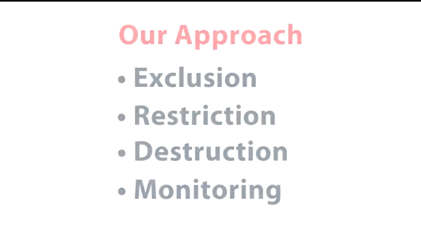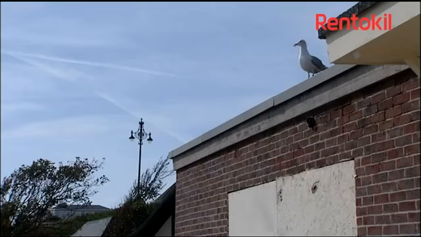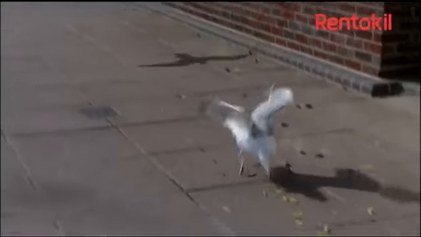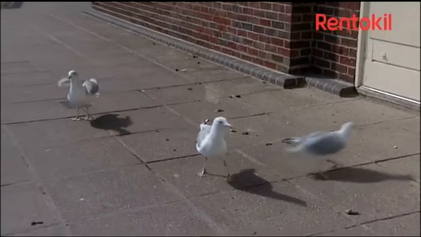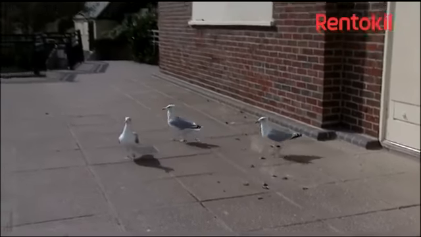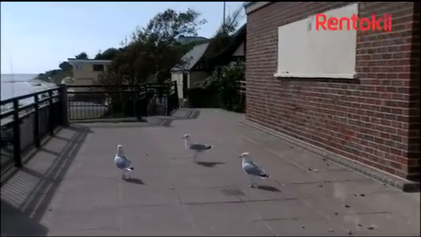The basic elements of bird control are similar to those of general pest prevention: exclusion, restriction, destruction, and monitoring. Preventing birds from gaining access to buildings can be a very difficult task, especially if they have been allowed to remain on site and have become resident. Birds are creatures of habit and very quickly become used to breeding or feeding at a particular site. This is known as habituation.